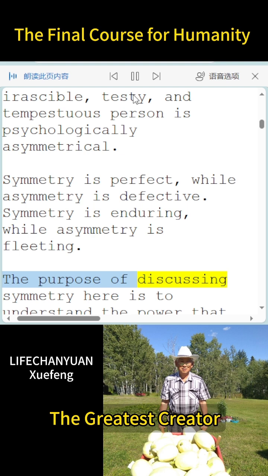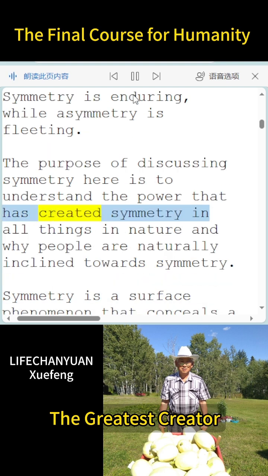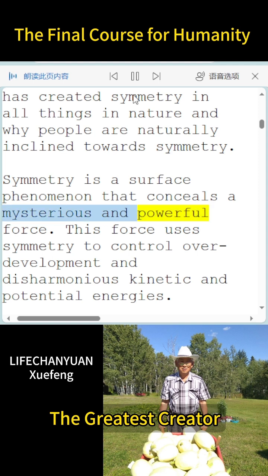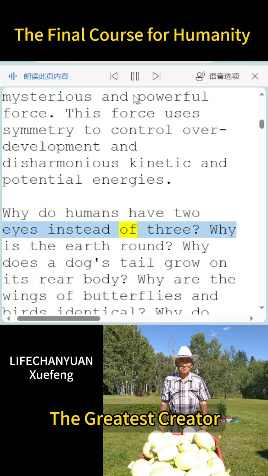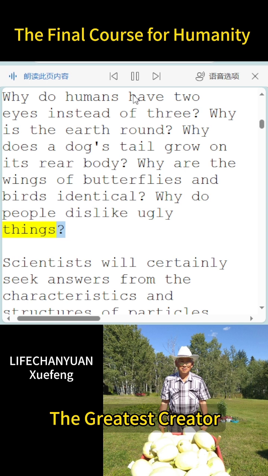The purpose of discussing symmetry here is to understand the power that has created symmetry in all things in nature and why people are naturally inclined towards symmetry. Symmetry is a surface phenomenon that conceals a mysterious and powerful force. This force uses symmetry to control overdevelopment and disharmonious kinetic and potential energies. Why do humans have 2 eyes instead of 3? Why is the earth round? Why does a dog's tail grow on its rear body? Why are the wings of butterflies and birds identical? Why do people dislike ugly things?